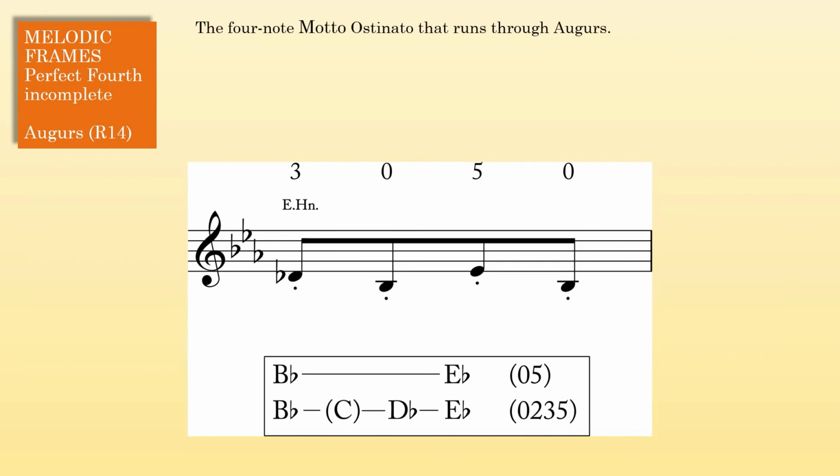The four-note motto ostinato that runs through the entire Augurs of Spring is associated initially with the male dancers as they learn divination from the old woman, but persists through the dances of the young women. It lies within a perfect fourth, filled out as an incomplete Dorian tetrachord.